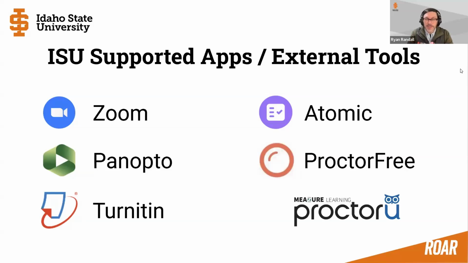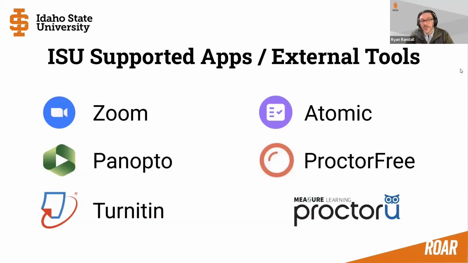Turnitin is something you're probably already familiar with. It helps ensure academic integrity for different types of assessments. Atomic is a brand with a few different things. The one that you'll be seeing the most would be Atomic Assessments. It's one that you can add different quizzes to different pages, basically.